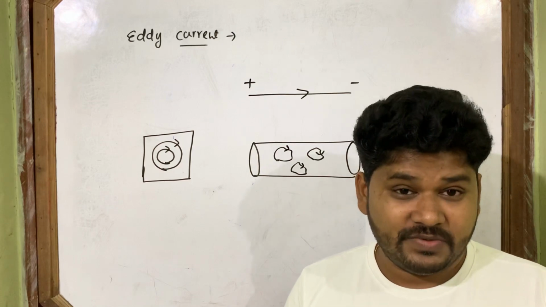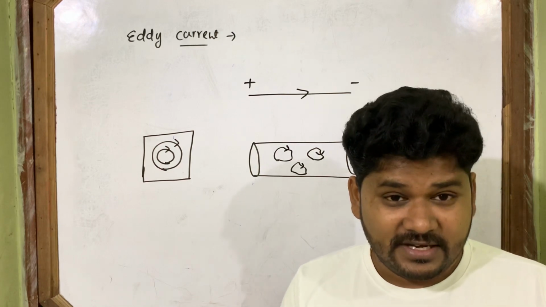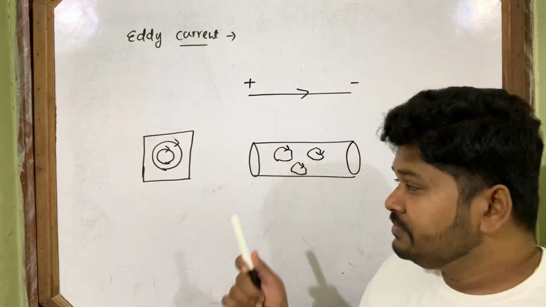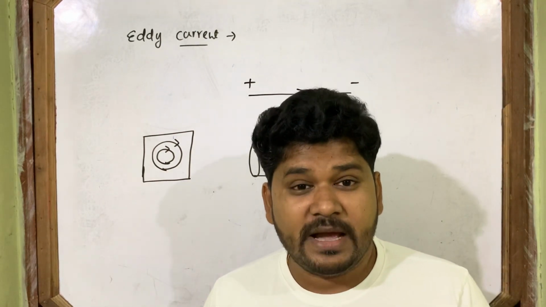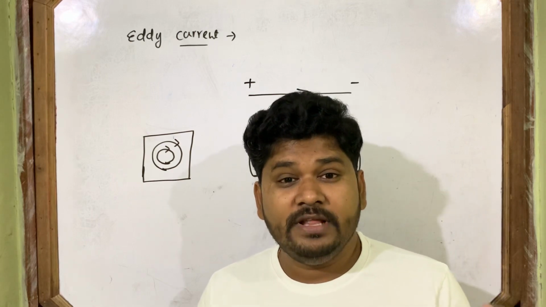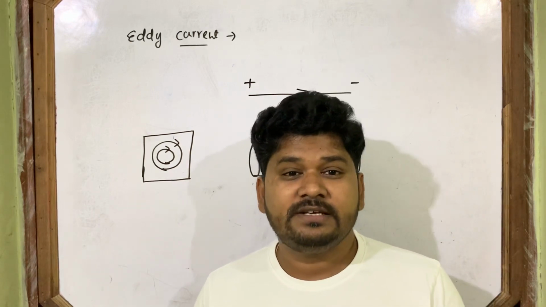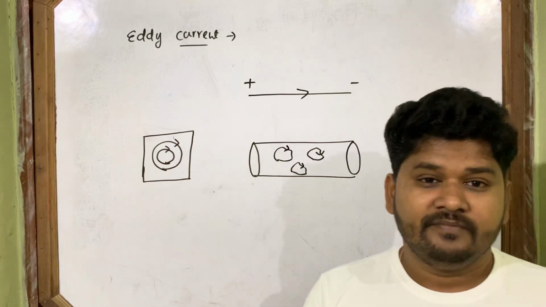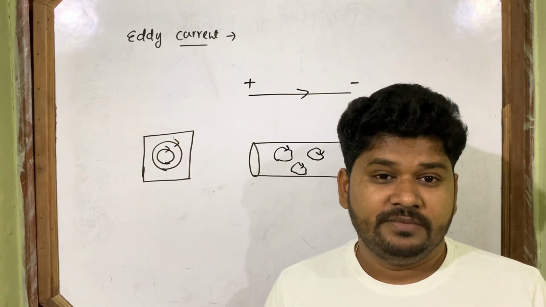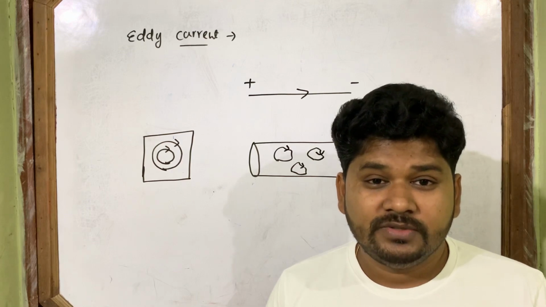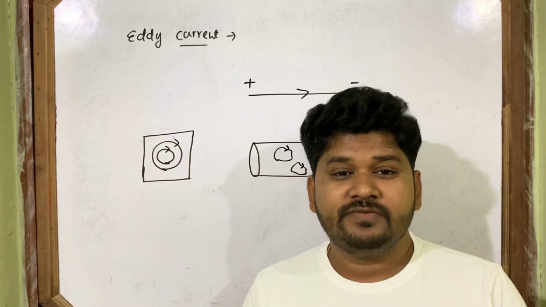This is called eddy current. So again I am telling you what eddy current is. The current which is constituted in the body of the conductor due to a change in magnetic flux linked with it is called eddy current, and it forms closed paths perpendicular to the magnetic lines of force.